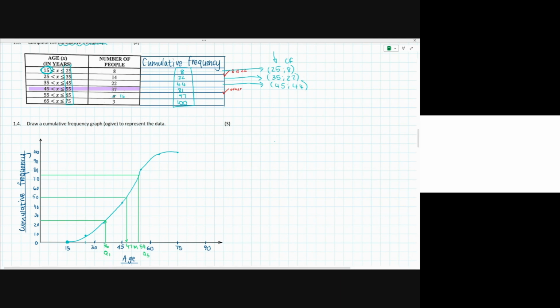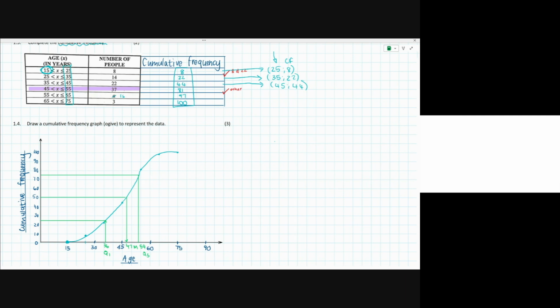So you could then draw a box and whisker. I could ask you for the interquartile range. I could ask you how many people were in the top 25% in terms of age group, etc. You can read quartiles off of your ogive. Actually, you can read any percentile grouping off your ogive.